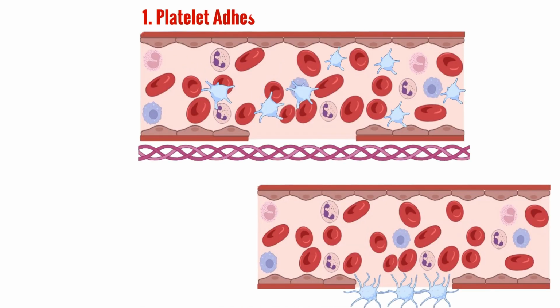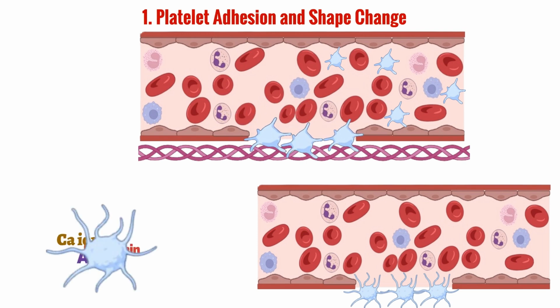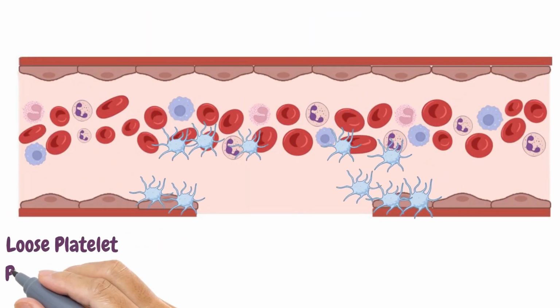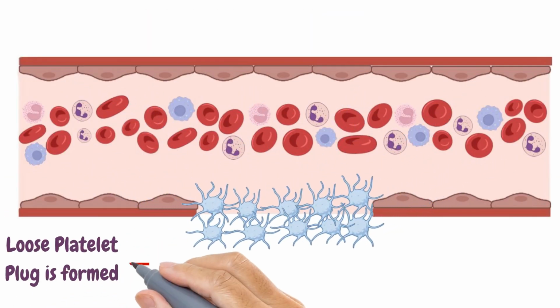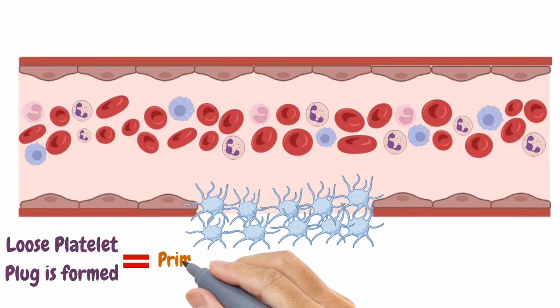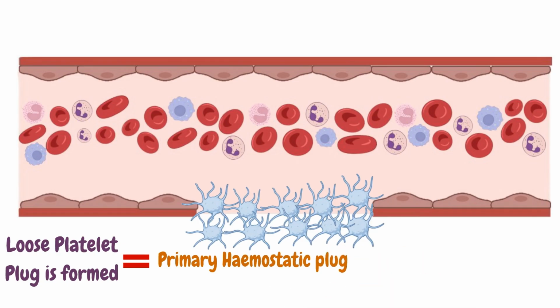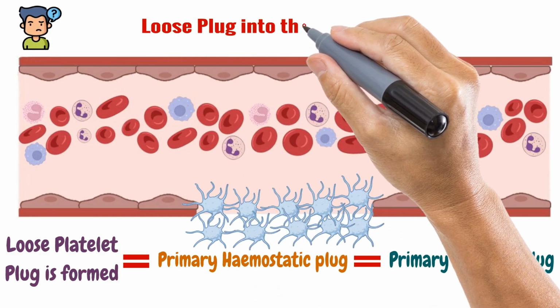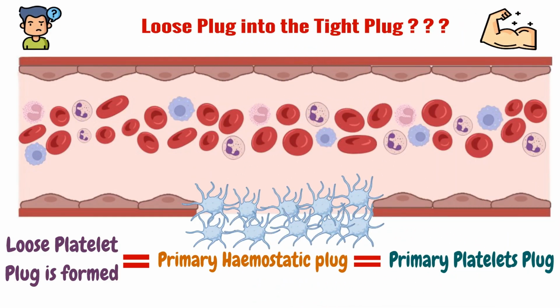So after the sequence of platelet adhesion, platelet release reaction and platelet aggregation at the site of injury, a loose platelet plug is formed. This initial plug is called the primary hemostatic plug, or simply the primary platelet plug. But how do we convert this loose temporary plug into a strong tight plug?